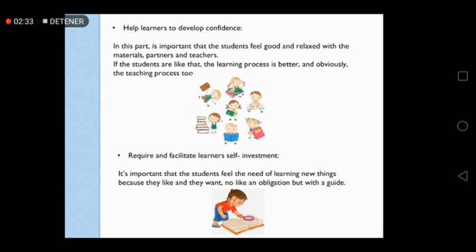Materials should require and facilitate learners' self-investment. It's important that the students feel the need of learning new things because they like and they want, not like an obligation, but with a guide.